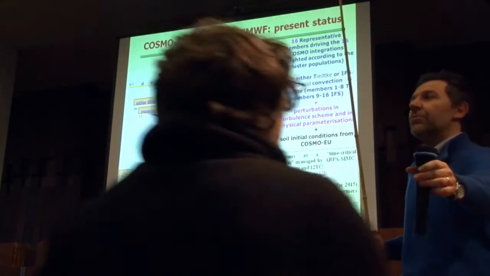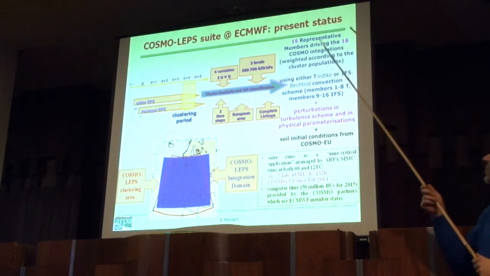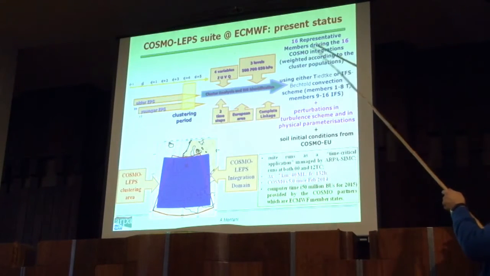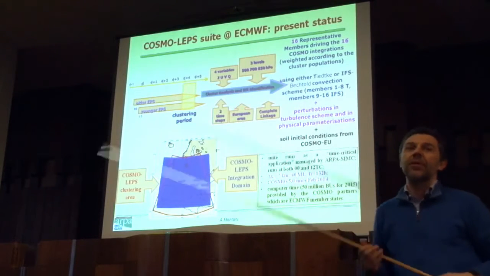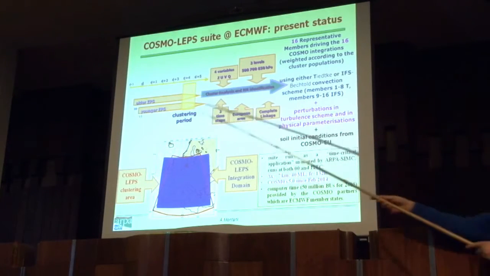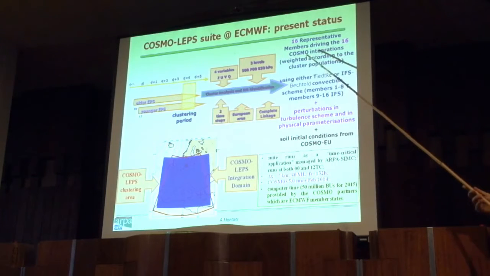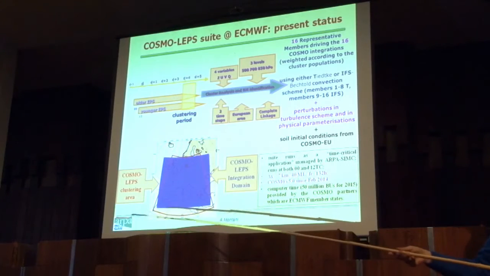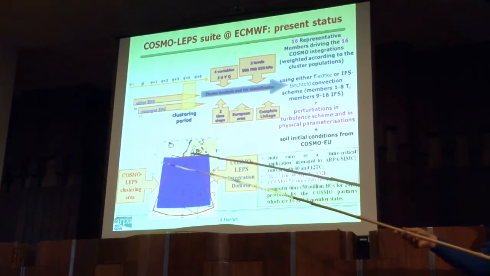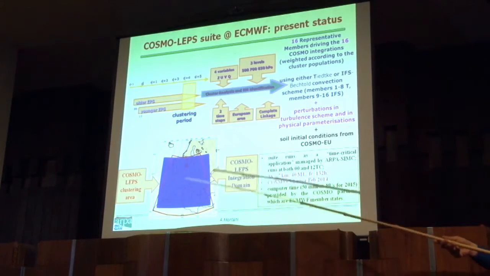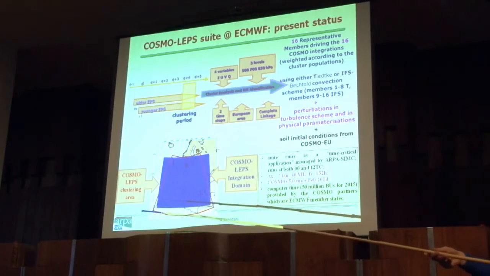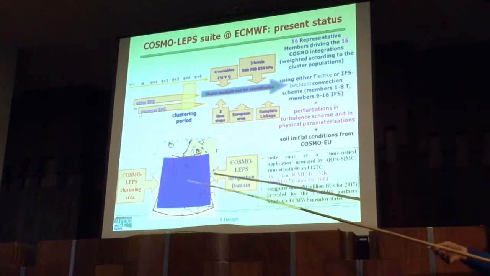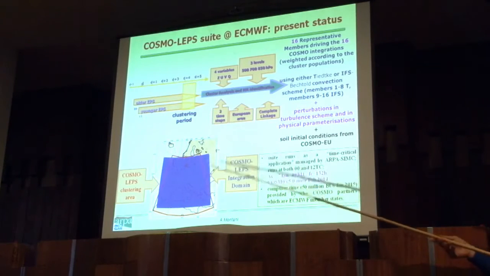Okay, I go on. So we can say that from the 102 members, I select the 16 members, which are the representative members, which drive a limited area model integration. In this way, I start from 102 members. I'm left with 16 members, which drive the COSMO integration. The COSMO integrations are run over this blue domain, which is centered on Central and Southern Europe. So in this way, twice a day, starting at 0 and 12, this system runs twice a day, I have a 5-day forecast at high resolution over Europe.